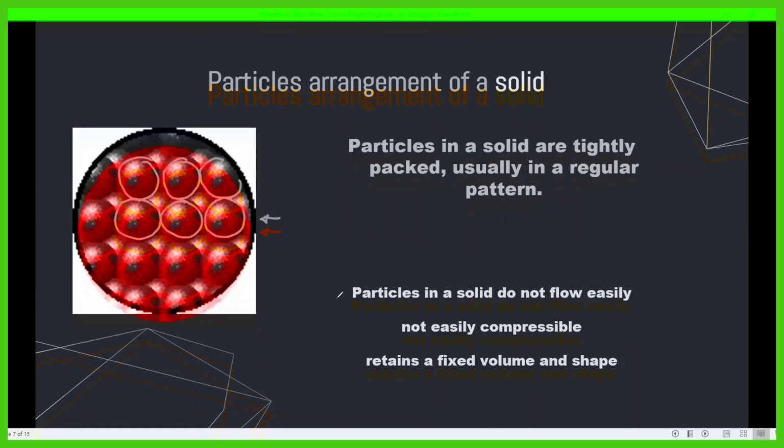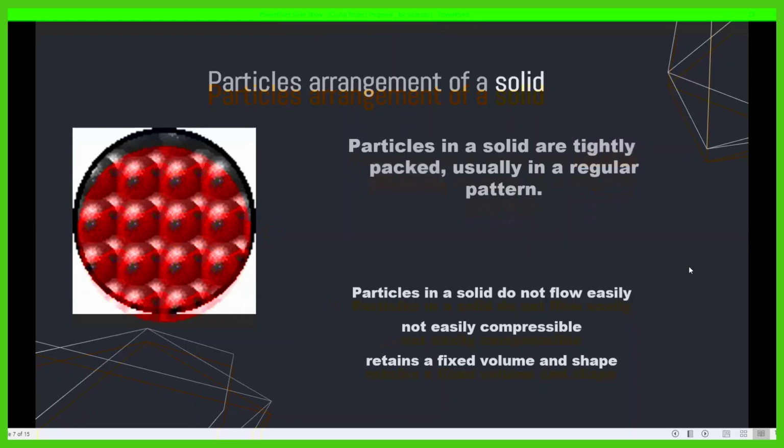So particles in a solid do not flow easily. It's because they are tightly packed. So they do not flow easily. Moreover, they cannot be easily compressed. And yes, it has a fixed volume and a shape. Since it has this regular pattern, the shape of a solid is fixed.